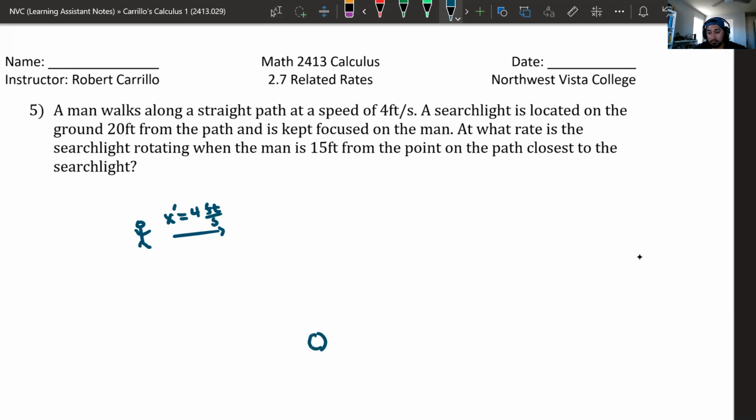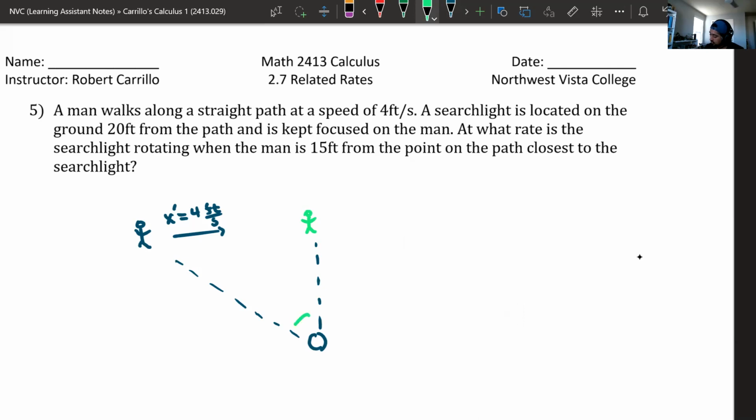So here's our searchlight, and our searchlight is keeping an eye on him, right? And as he walks on this path, the point closest to them would be represented by here, right? So this is where the man will end up. And it's saying, at what rate is the searchlight rotating when the man is 15 feet from the point on the path closest to the searchlight.